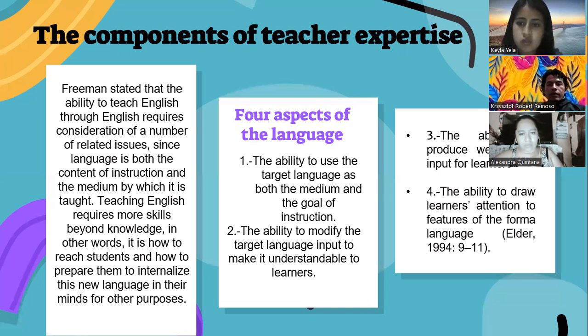Four aspects of language. Number one, the ability to use the target language as both the medium and the goal of instruction. Number two, the ability to modify the target language input to make it understandable to learners. Number three, the ability to produce well-formed input for learners. Number four, the ability to draw learners' attention to factors of the formal language.